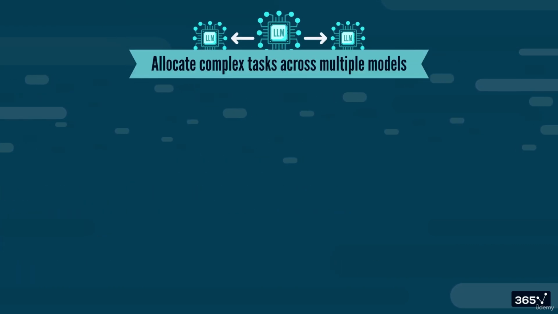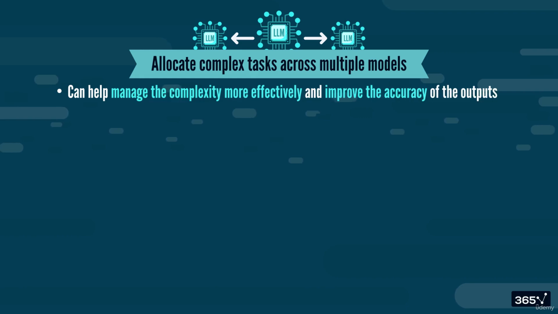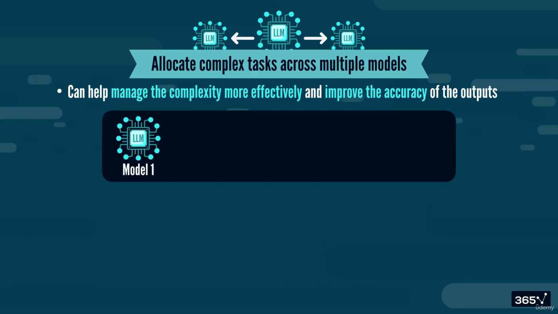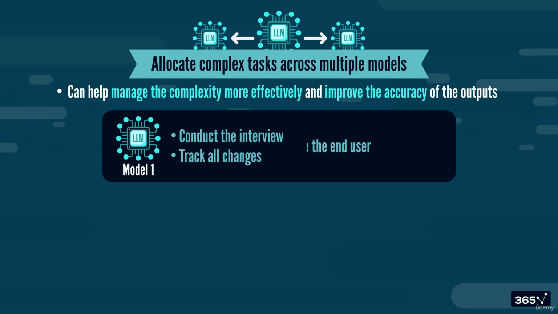Allocate complex tasks across multiple models. If your task is more complex, consider dividing it between several models. This approach can help manage the complexity more effectively and improve the accuracy of the outputs. In our use case, the interview tool must perform multiple tasks: conduct the interview, keep track of all messages, and evaluate the end user. A single prompt solution wouldn't be very convenient or efficient for handling these diverse tasks.